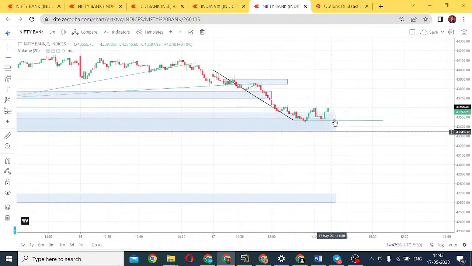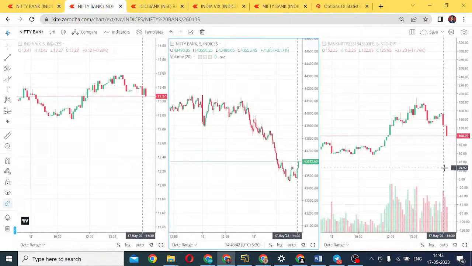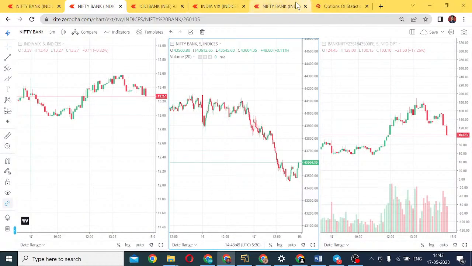So we determine this support. If this support gets taken out, today's trend is bearish. Now again this supply is there. I am waiting. If this goes up, I personally see a call trade which can get triggered. Where is the call trade?